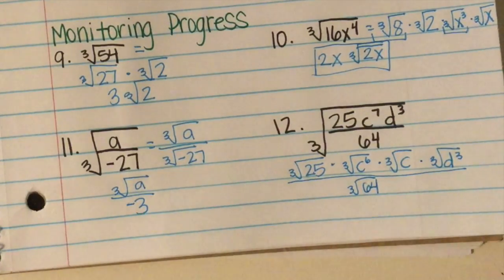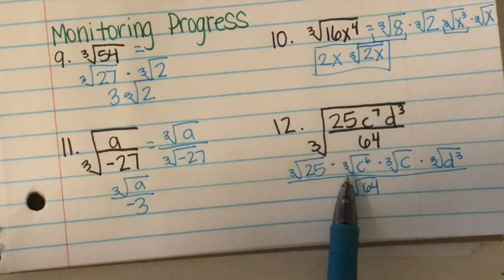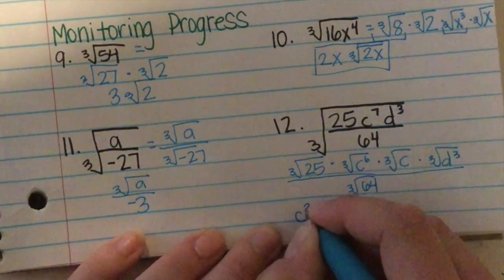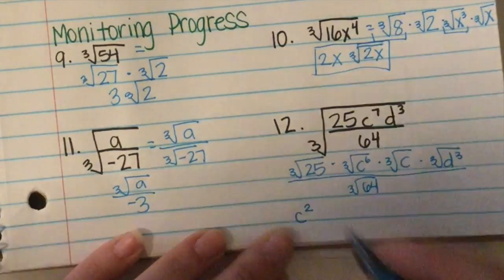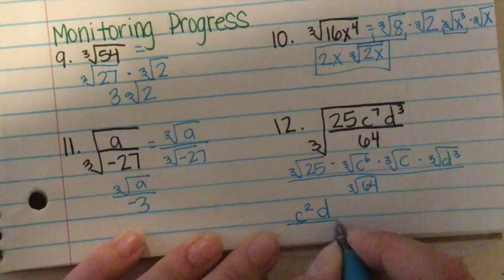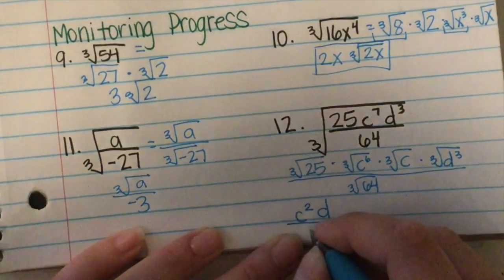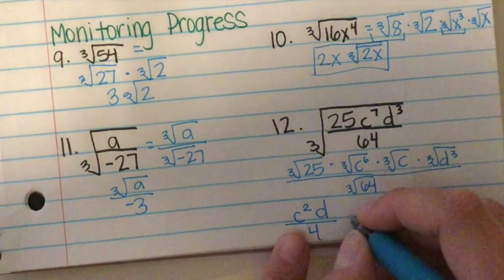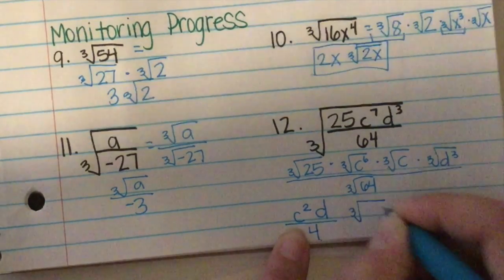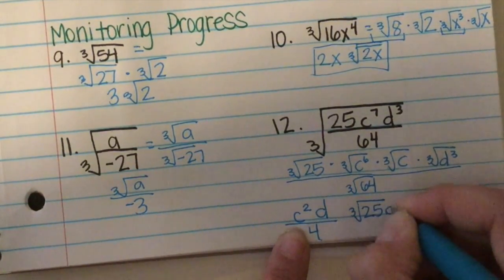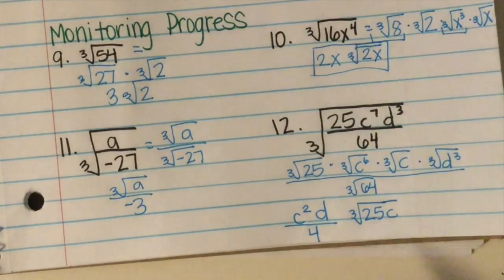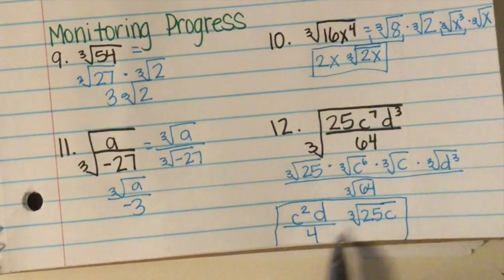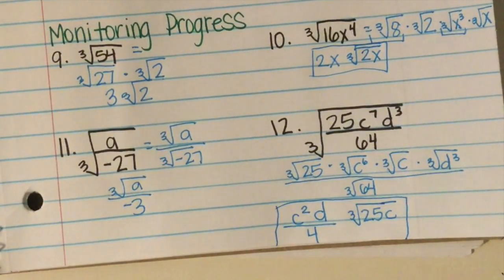So hopefully I don't run out of space here. I'm going to simplify what I can. The cube root of c to the 6th is c squared. The cube root of d to the 3rd is d. And then in my denominator, the cube root of 64 is 4. Now what I have left over will just be multiplied on the outside here, and that is the cube root of 25 and c were the only ones that were left over. So anything that can be simplified fully, you can take the cube root of it, simplify, and put it out in front. What's left over gets put at the end there.